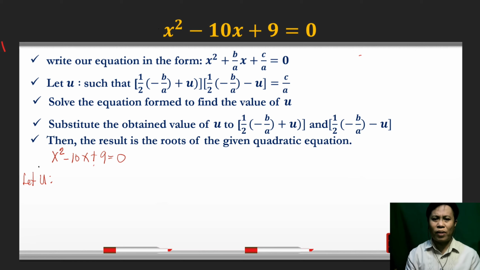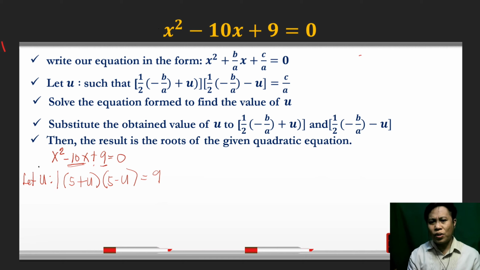of the coefficient of x, itong coefficient ni x is negative 10. Ang additive inverse niyan, meaning yung positive 10, ang additive inverse kunin yung kalahati nun, 5. So yan, 5, pa-plus natin si u, times 5, ima-minus si u, equals to 9, meaning the constant.